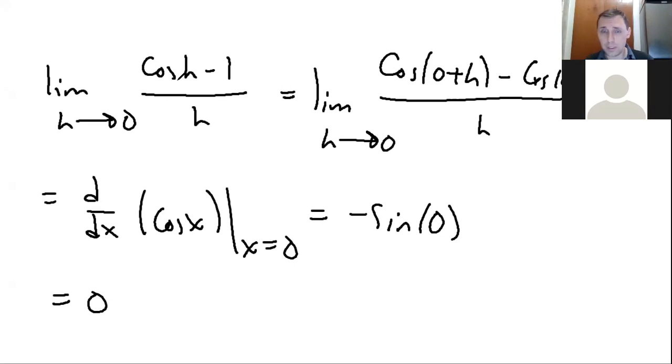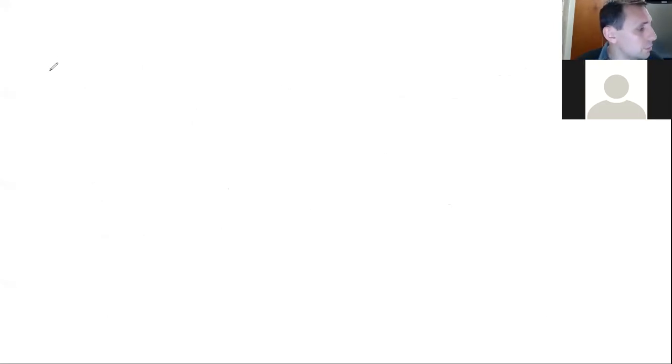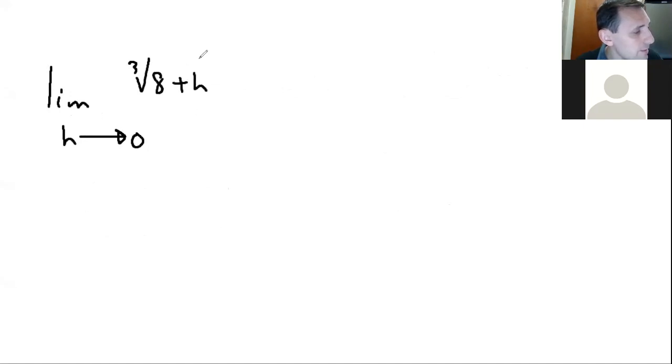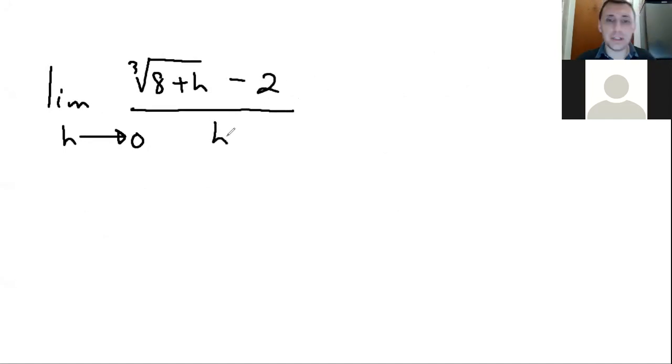And since I know what the person is trying to do, I can find another route to carry out this operation. So for example, let me ask you, what is somebody doing here? Limit as h goes to zero of the cube root of 8 plus h minus 2, divided by h. Suppose you were given this problem on the exam. You have to find this limit. What would you have done?